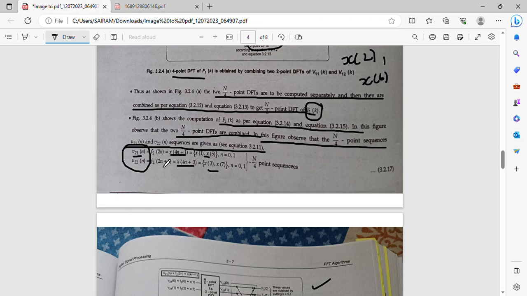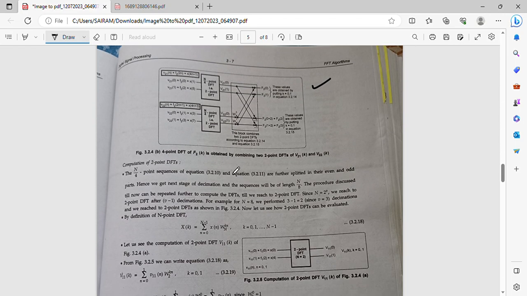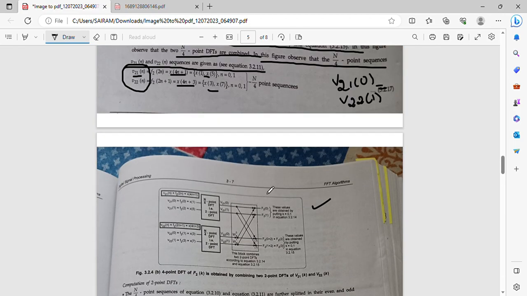V21 of n ಅಂದ್ರೆ V21 of 0 and V21 of 1 ಅಂತ. So this n is 0 to 1. So ನಮಗೆ V21 of 0 ಅಂತಂದ್ರೆ ಏನ್ ಬರುತ್ತೆ? x of 1 ಬರುತ್ತೆ. V22 of 1 is equal to, you are supposed to get x of 5. Right? Like that here also V22 of 0 is x of 3 and V22 of 1 is x of 7. Right? Yes.